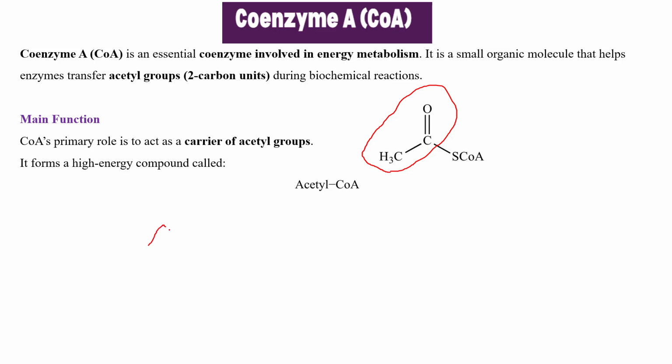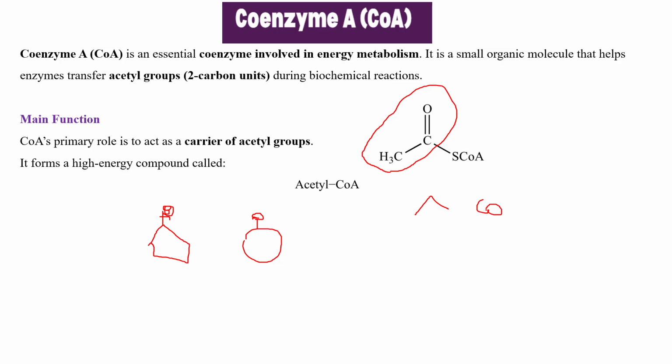So let's say we are having this compound and it is having an acetyl group here, and you want to transfer this acetyl group to this compound, which is B. We require our CoA. CoA will bind to this acetyl group to give you acetyl-CoA, and now it will move out and be transferred to this particular molecule. When it gets to this molecule, your acetyl-CoA will hydrolyze to give you your acetyl group and also your CoA.